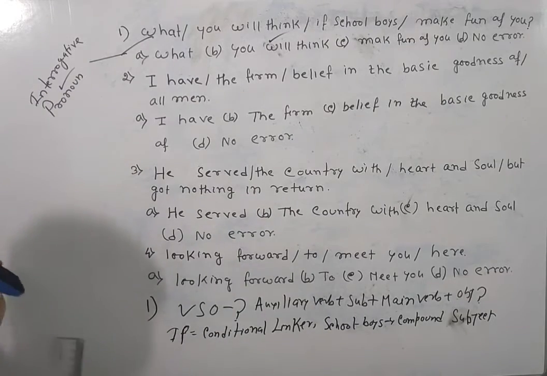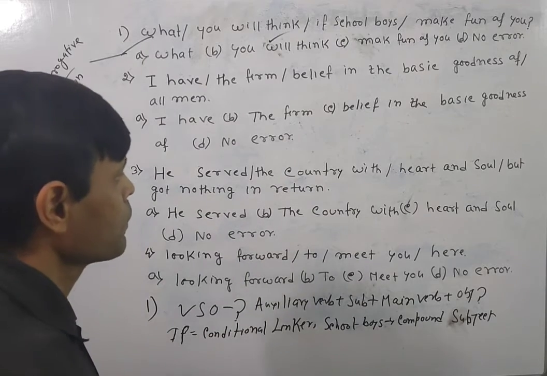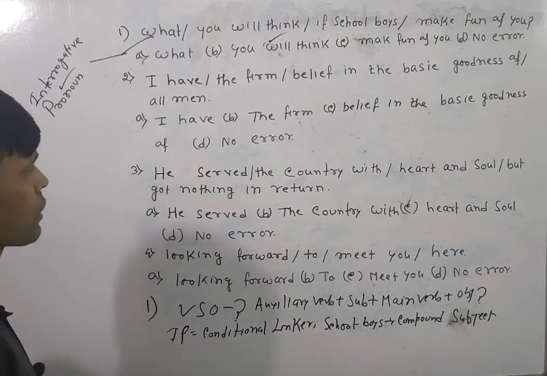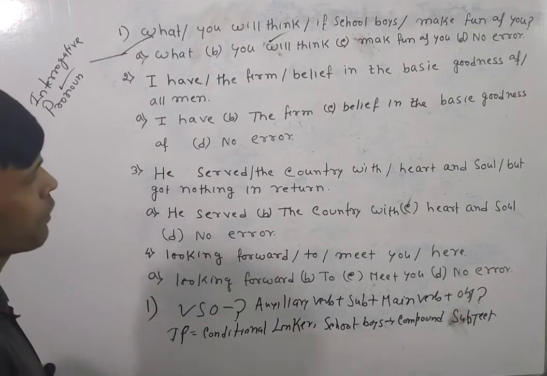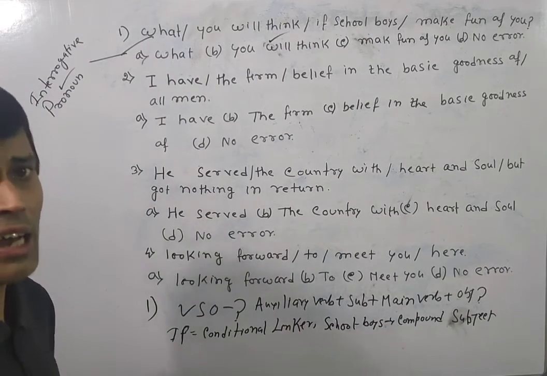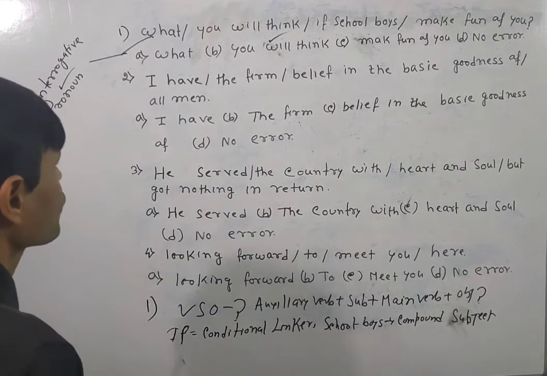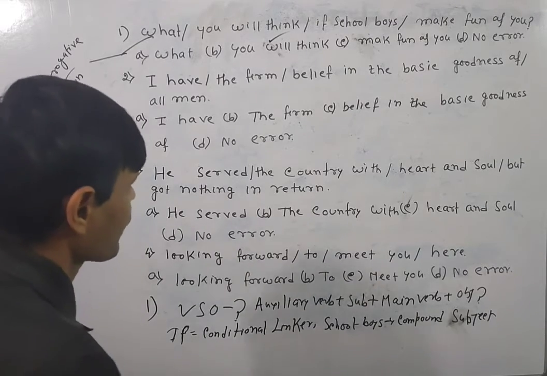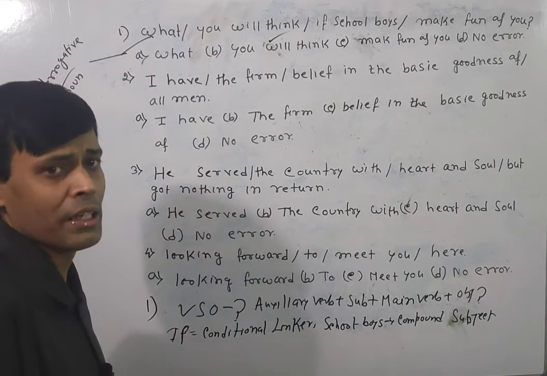Now there are 4 options in a row. I have option B, the farm; option C, belief in the basic goodness of; option D, no error. If you observe the sentence properly, whenever we use an article like the, which is called the definite article in English, you should take it into account that it should be referred to previously.